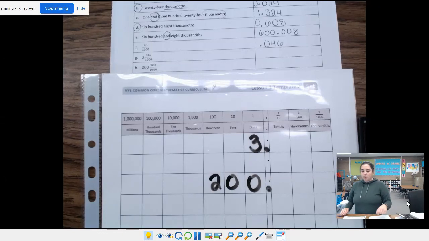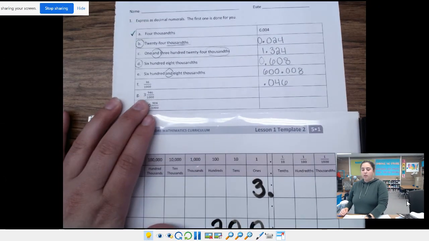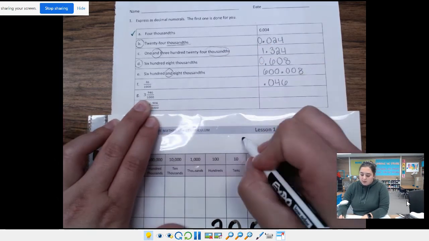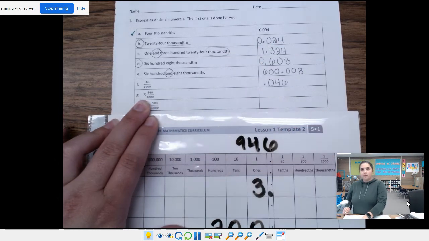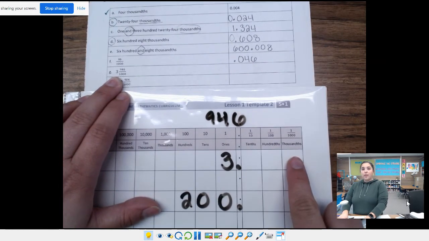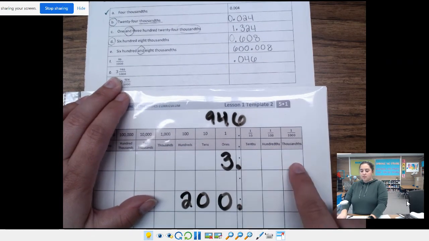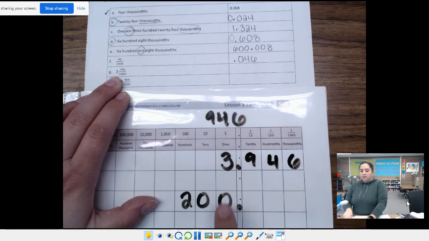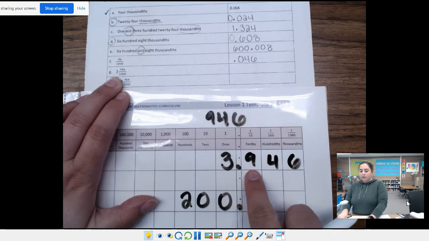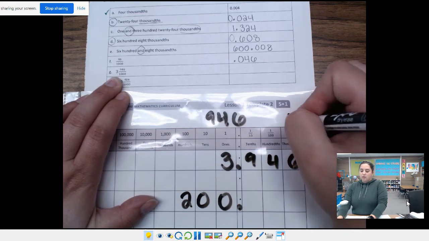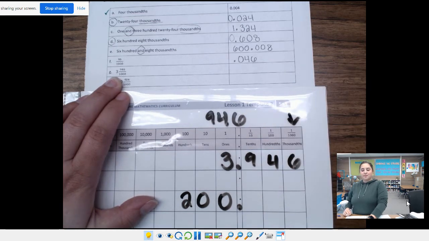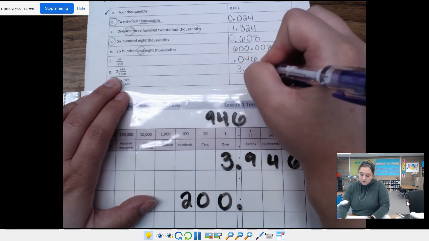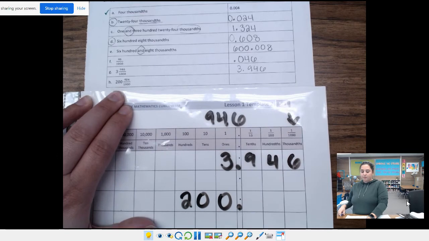Okay, let's check our work. So on G, 3 and 946. I need to make it end in the thousandths. There are 3 spots. I'm just going to fill that in. This is 3 and 946 thousandths. I'll record that here. 3 and 946 thousandths.